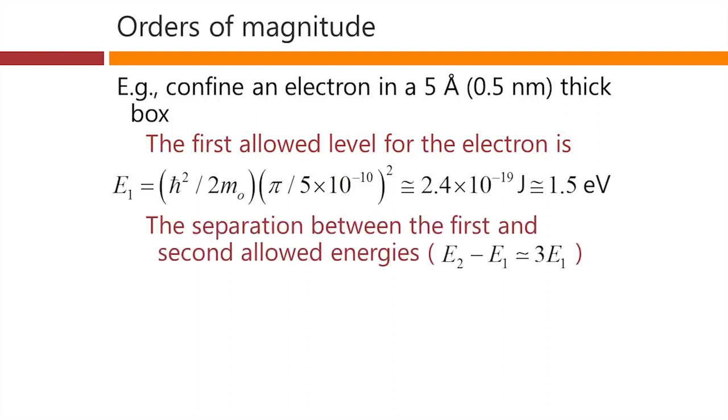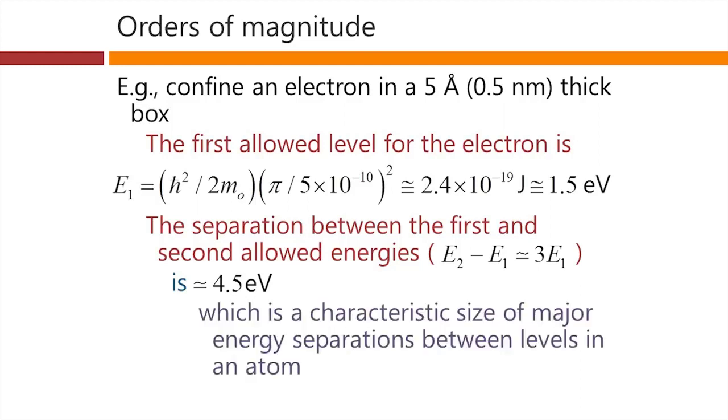And the separation between the first and the second allowed energies, E2 minus E1, would be 3 times E1. Remember, if this is 1 unit, then this one is 4 units of energy. And that would be about 4.5 electron volts, which is indeed a characteristic size of major energy separations between levels in an atom. They're of this rough magnitude here. So our particle-in-a-box problem, although we're not pretending that it's an accurate model of an electron in an atom, does in fact give us the right kind of magnitude of results, even in this very simple kind of model.